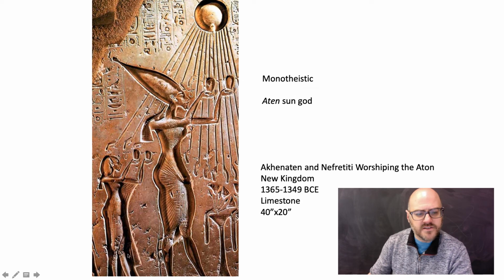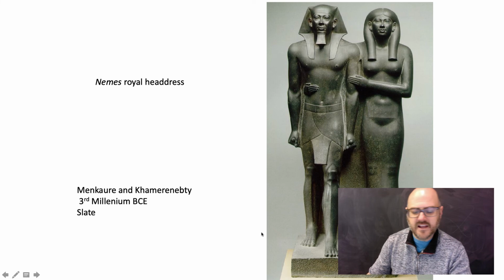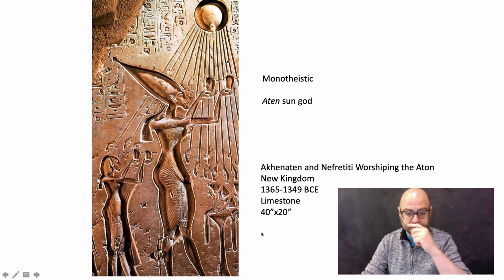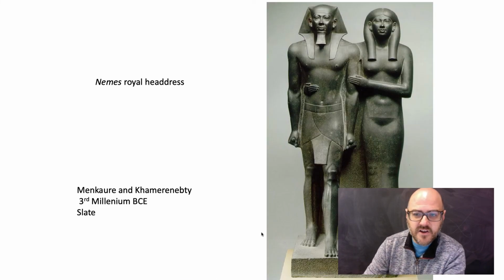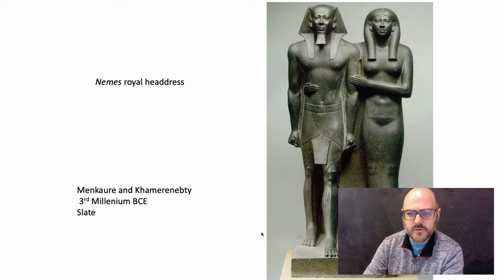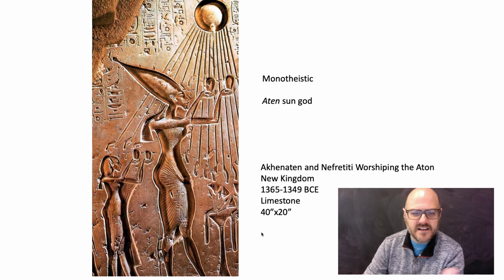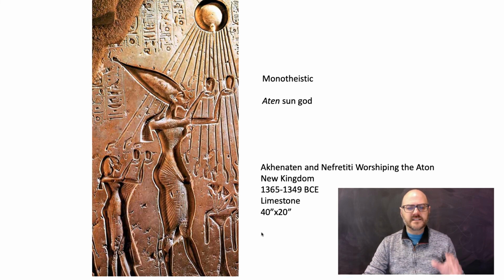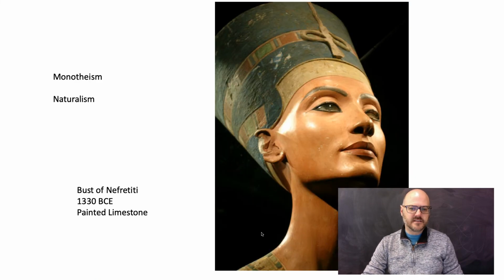We can also notice hierarchical scale here as well. Nefertiti is not as large as Akhenaten. So if you compare that to Menkaure and his wife, they're on equal footing, right? They're about the same size. Not the same here. So not only did Akhenaten and Nefertiti worship Aten and make it a monotheistic period, they also shifted to a new style of art. The art looks very different. Look at the proportions. Everything's elongated. And he's wearing that old style hat as opposed to the new Nemes headdress that they had been wearing.